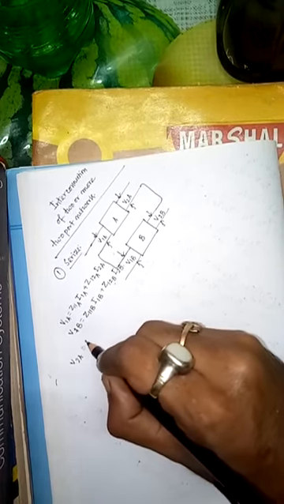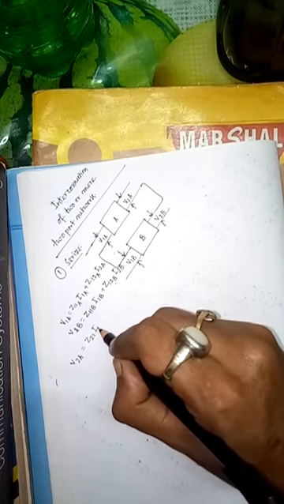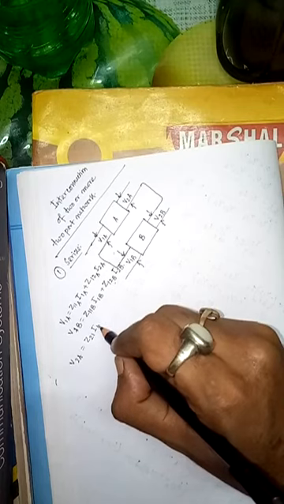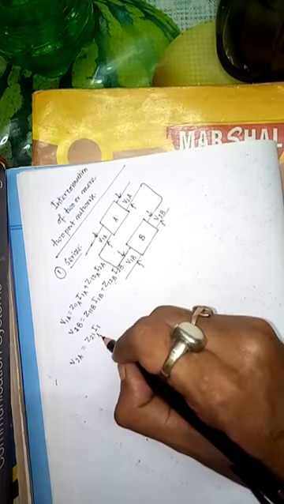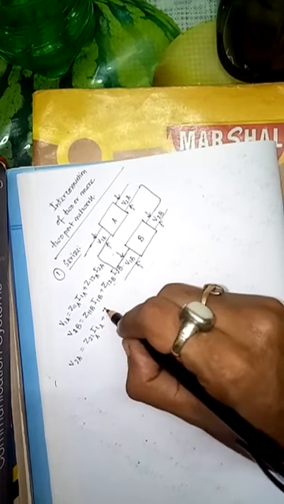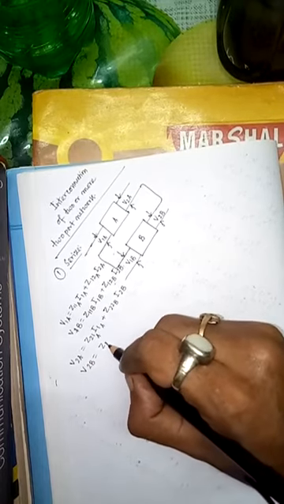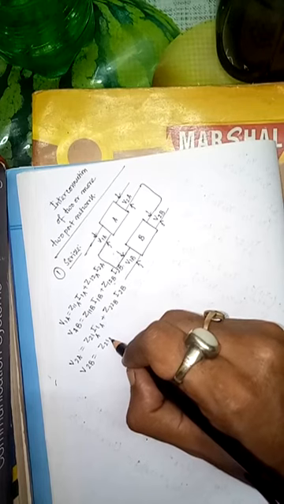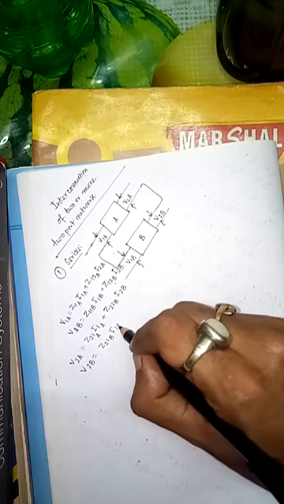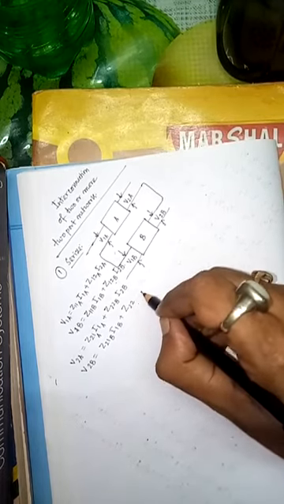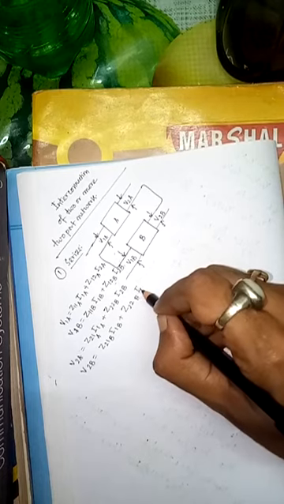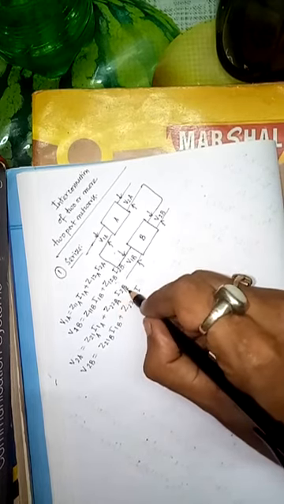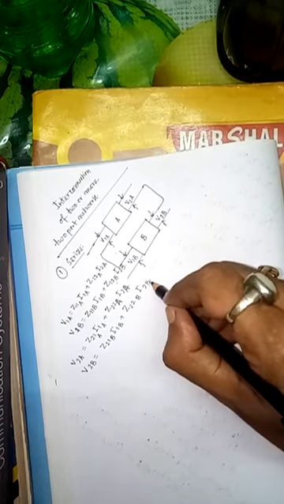So that is the first equation. The second equation is V2A equals Z21A I1A plus Z22A I2A, and V2B equals Z21B I1B plus Z22B I2B.